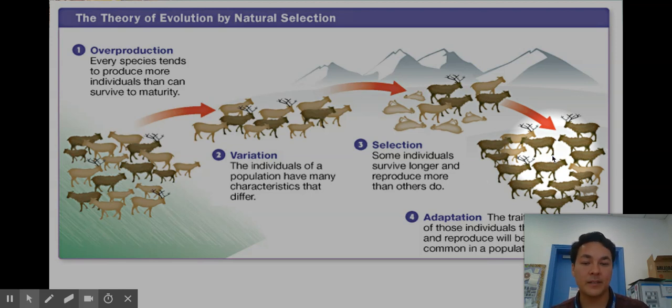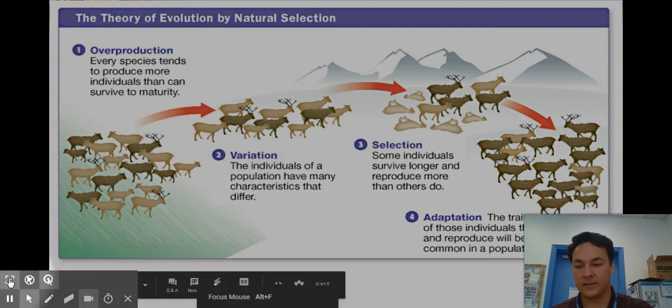So if my talking about the rock pocket mice kind of threw you off, if I used too many vocab terms, you should be able to explain this one. Overproduction, variation, selection, adaptation, right? Evolution has occurred because there's been a change in that initial population. There's more dark elk now than there were light ones. Okay.